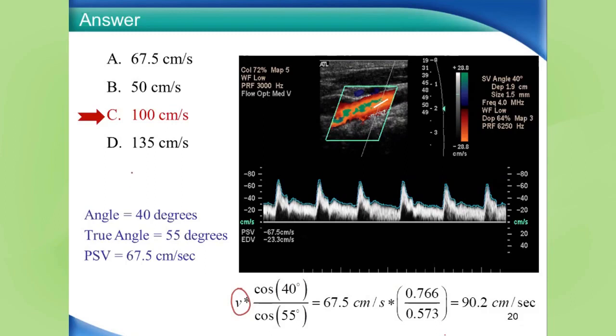Realize, when the system calculated the velocity, you told it the angle was 40 degrees, so it divided by the cosine of 40 degrees. To undo that correction, I have to multiply by the cosine of 40 degrees to make that correction go away. Now I have to correct it by the right angle, which means I have to divide by the cosine of 55. When I do that, you come up with an answer of 90.2, which is closest to 100.